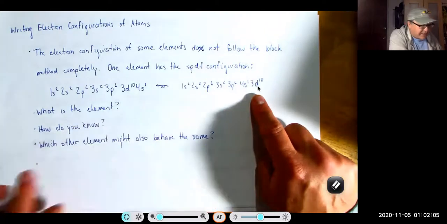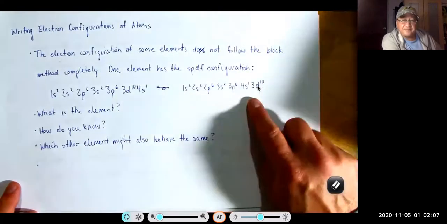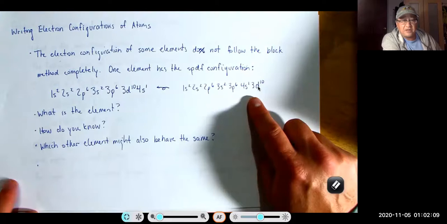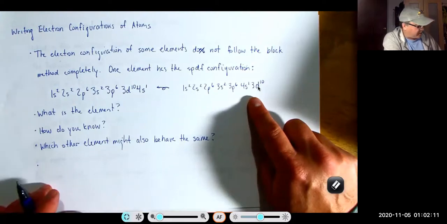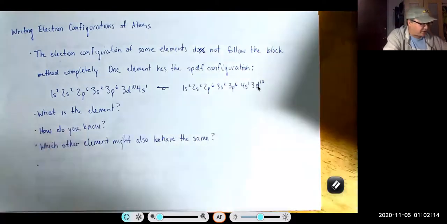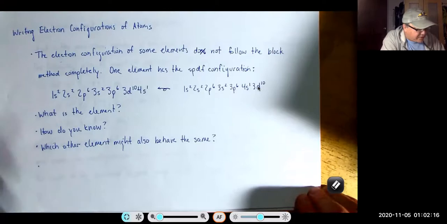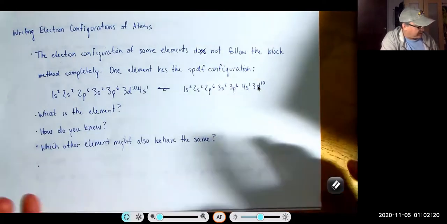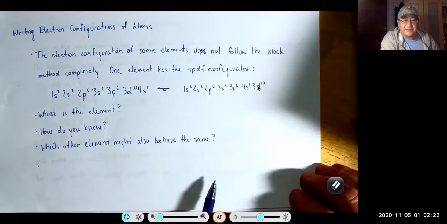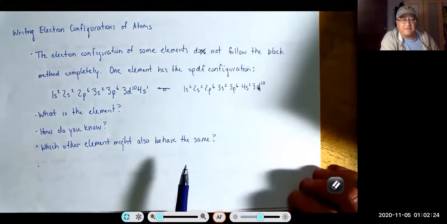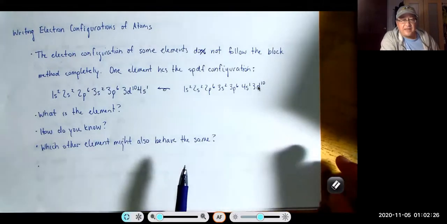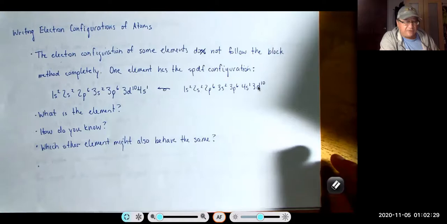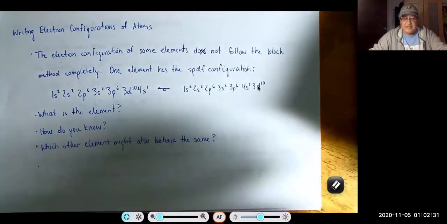But we would not predict this from the periodic table, not using the block notation. So here, what element is this that is weird, where this should be a 4s2 before you start making a 3d10? What is this element? How do we do this? I'll let you think about that for about a minute. Hit pause, think about it, see if you can figure out what element it is, and then hit play.